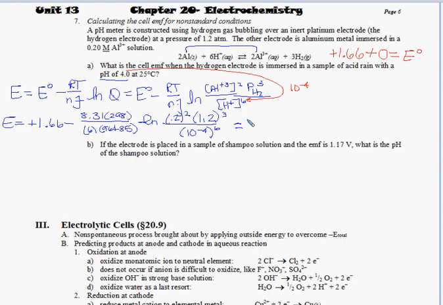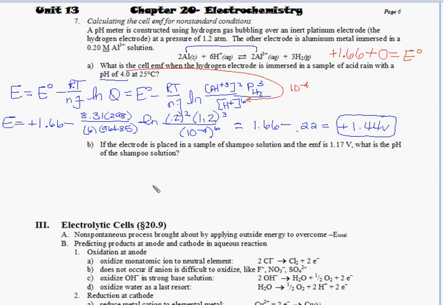All right, you are going to be taking a positive 1.66, and if all has gone well, subtracting 0.22. So you'll end with 1.44 volts for this particular reaction under these conditions.